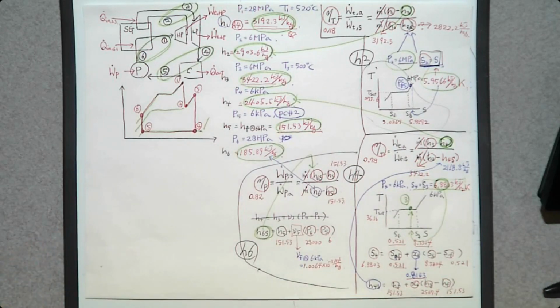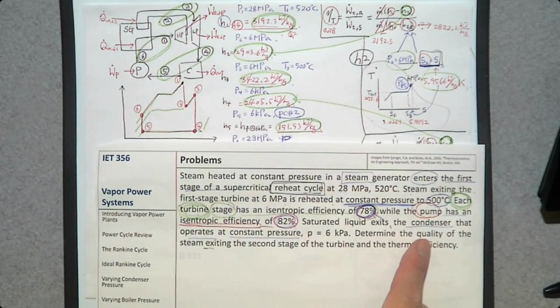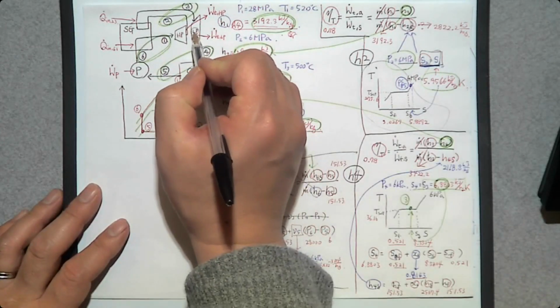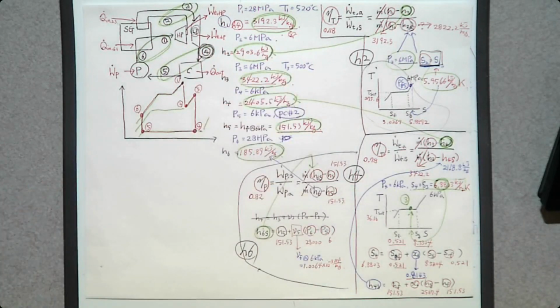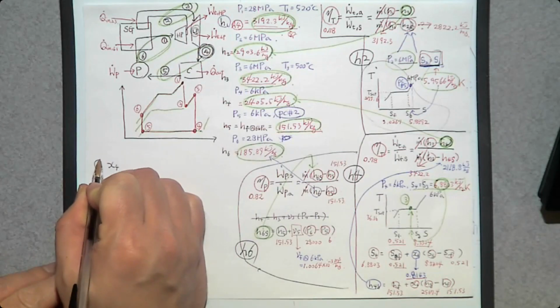Now let's solve this problem. What do we want to solve? We want to determine the quality of the steam exiting the second stage of the turbine. What is the state exiting the second stage turbine? So this is the second stage turbine, exiting the second stage turbine, number 4. So we want to determine the quality at number 4, which is X4, the first question.